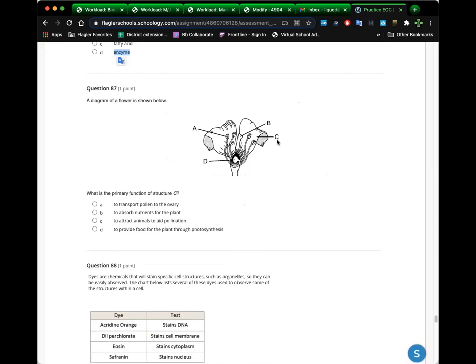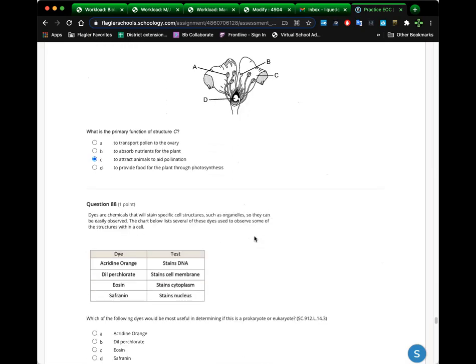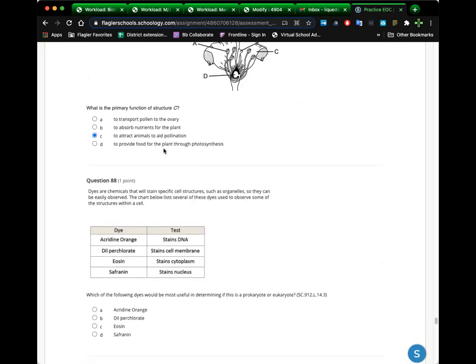Primary function of C. Okay, C is pointing to the flower petal, and flower petals come in all different shapes and colors and sizes and smells. The whole point is to attract animals to pollinate, not photosynthesis. Some students pick that for some reason. I do not know why. That's the leaf. Photosynthesis occurs in the leaves.